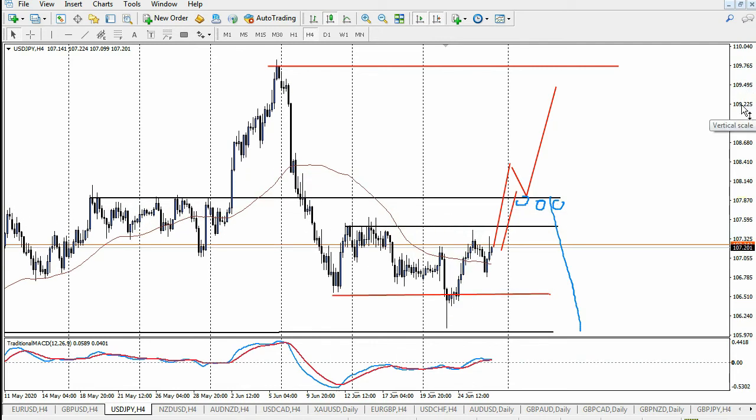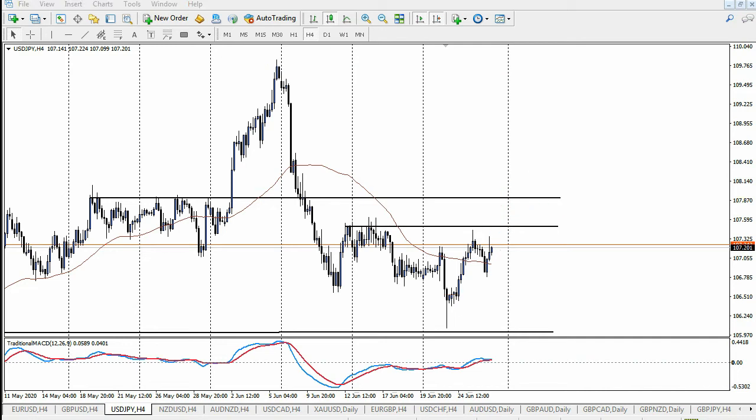I am neutral about USD Yen. I'm waiting for the price action before I take any trade. So leave this chart for next week. Let's jump to the next chart for the analysis.